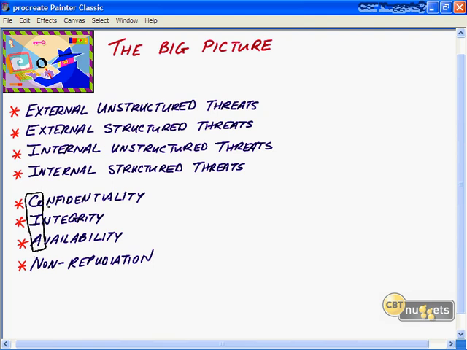No, it's not Culinary Institute of America or Central Intelligence Agency. It's confidentiality, integrity, and availability. This is the benchmark for evaluating information system security. These are the 3 goals. Now there's one more 4th goal here, and we'll talk about that separately.